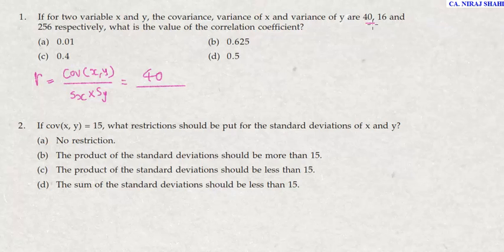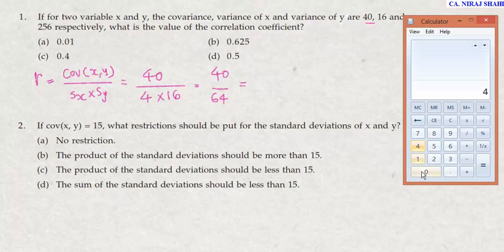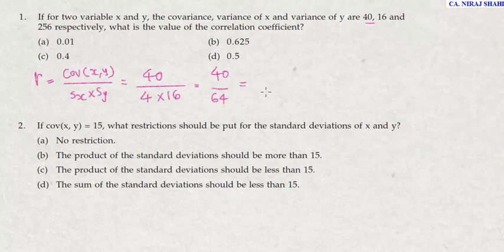see, sx will be 4 because 16 is the variance of x, so the standard deviation will be the square root of 16, which is 4, and the standard deviation of y will be 16, so it is 40 divided by 64. Now let's just solve it by calculator. It is 40 divided by 64 which is equal to 0.625. So our answer is B, 0.625.